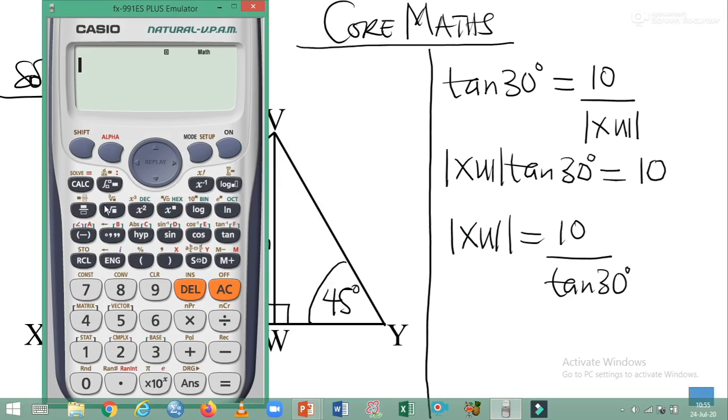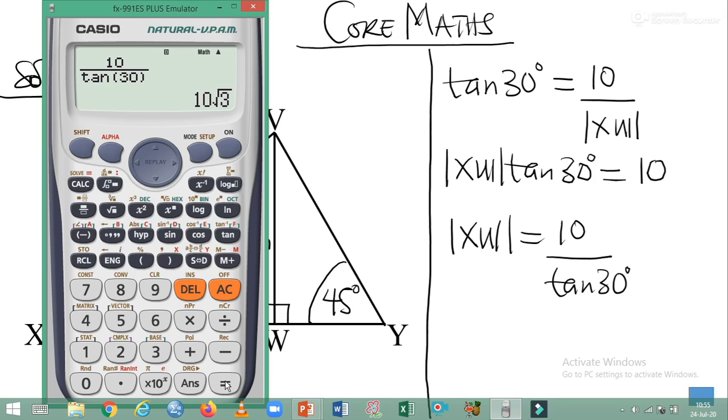Good. So we have to punch 10, then divided by tan 30. So let's close it. Good. So we have 10 divided by tan 30, now equal to. So the calculator is giving us what? 10 root 3. The calculator is giving us 10 root 3.